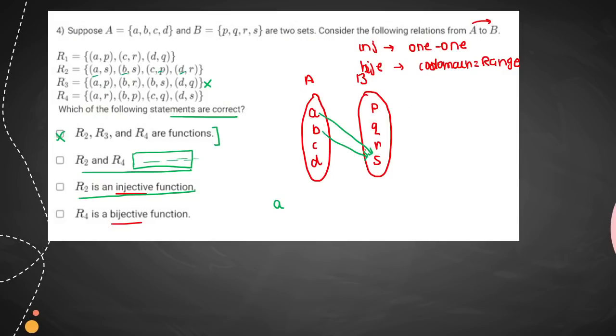So one-one means from every unique element from A, there will be only a unique image in B. Okay, so then it will be injective. So that's why this is incorrect.